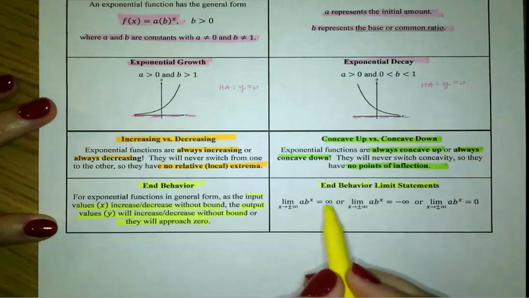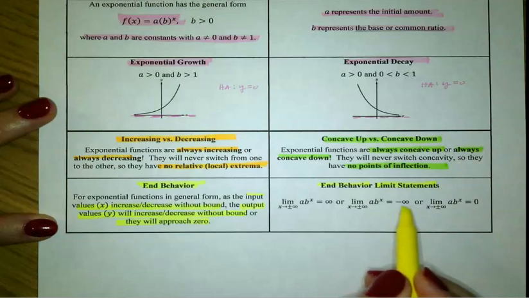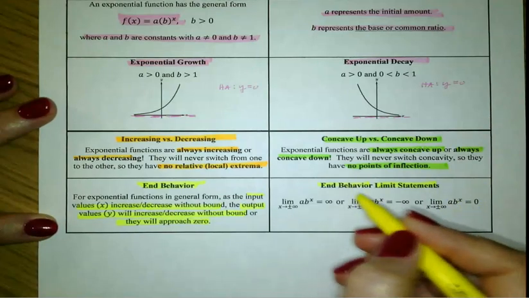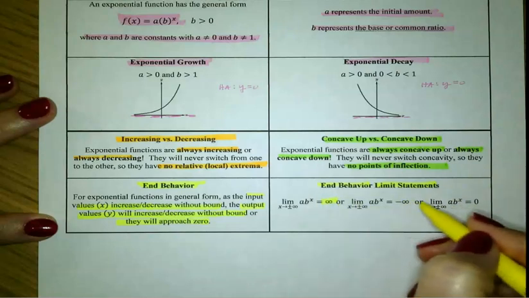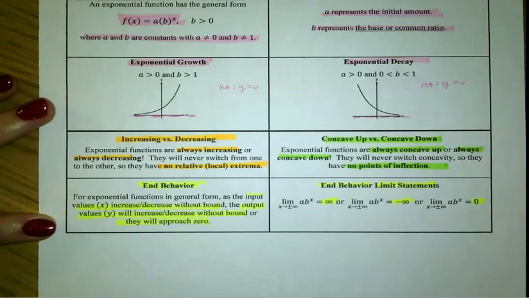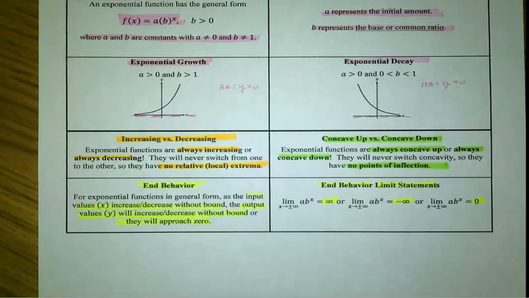And then it's either going to have the output values approach infinity or negative infinity. And if that isn't the case, then they can also approach zero. So we're looking at those output values moving toward positive infinity, negative infinity, or zero, depending on the nature of the exponential function that you're looking at, whether it's increasing or decreasing. So now we're going to look at some problems, and we're going to practice being able to identify these characteristics.